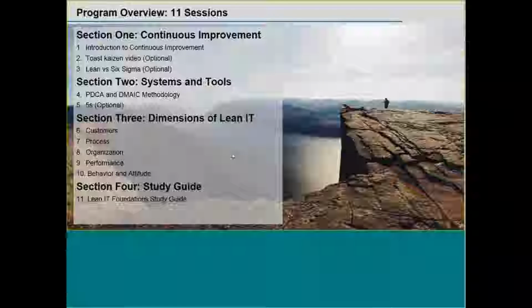In section 2, we'll dive into the systems and tools used in process improvement. We'll cover the PDCA and DMAIC methodologies. There will be an optional course on 5S. Section 3 will dive into the dimensions of Lean IT, starting with customers, process, organization, performance, behavior, and attitude.